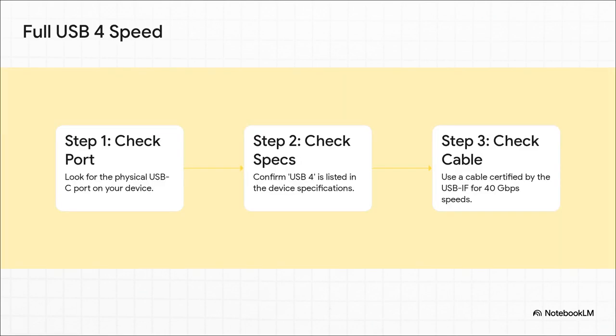So how do you make sure you're getting the real deal? It's a simple 3-step check. First, look for that physical USB-C port. That's the easy part. Second, and this is crucial, you have to check the device's official specs. It must say, right there in black and white, that it supports USB4. And finally, don't skimp on the cable. Make sure you get one that's certified to handle that full 40 gigabits performance. It really does matter.